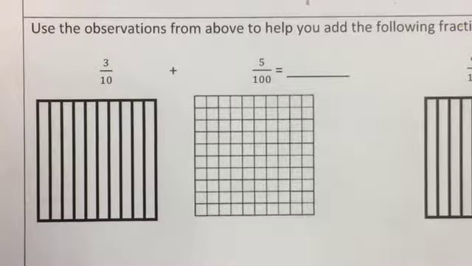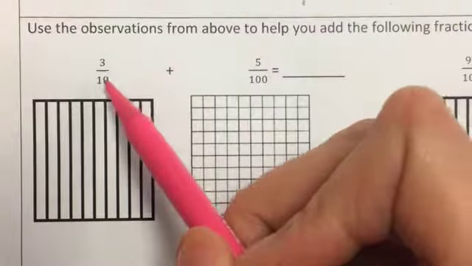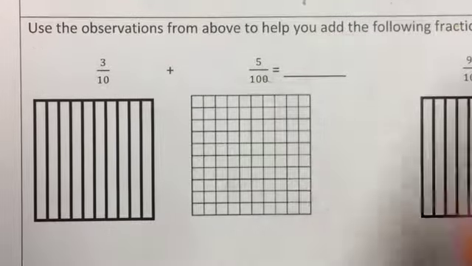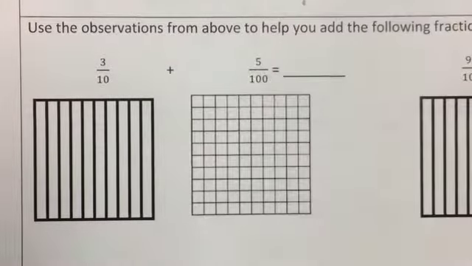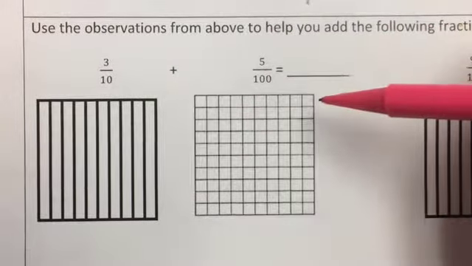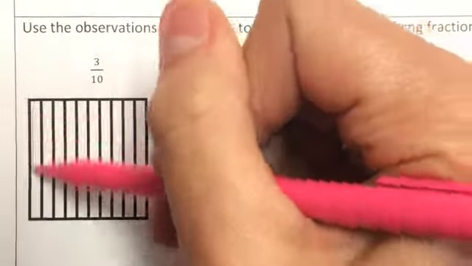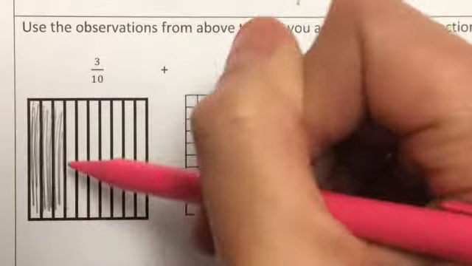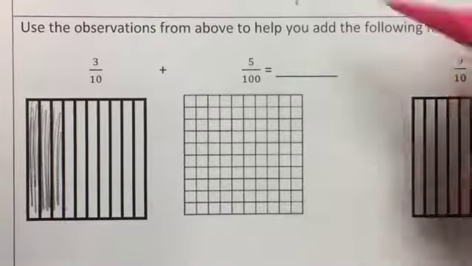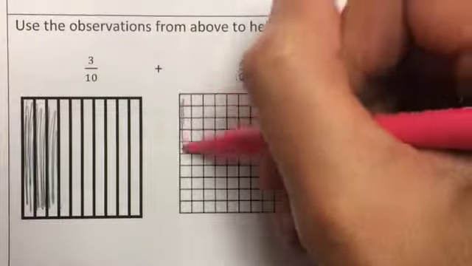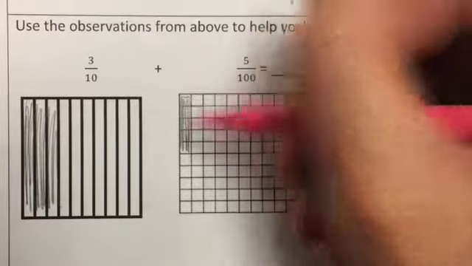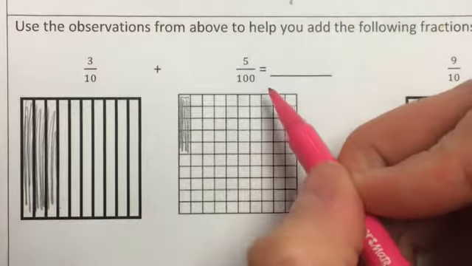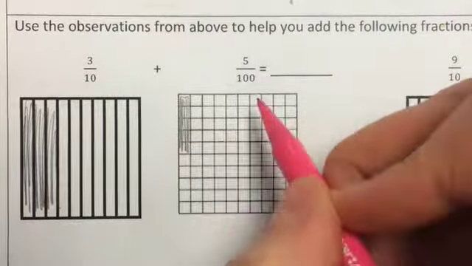So here's a short video about adding fractions with denominators of 10 and 100. In 4th grade, we really haven't done a lot of adding fractions with different denominators, but this is something that we can easily figure out. So 3/10, if I model it in this picture, is colored in like that. 5/100 looks like this. Okay, but the problem here is that I can't add my denominators because they're different.